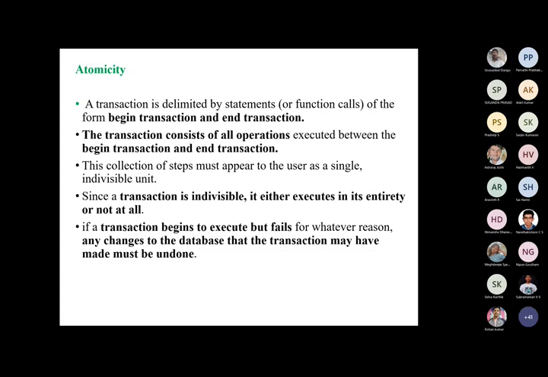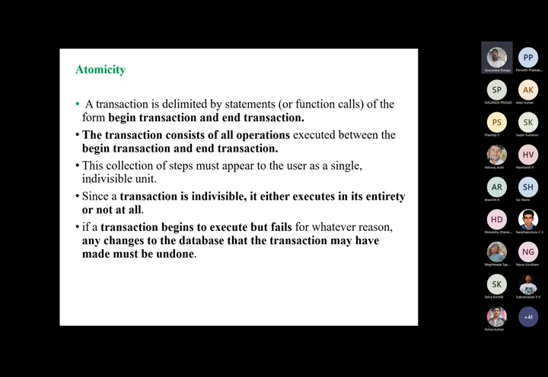right? So in atomicity property, generally a transaction is delimited by statements like begin transaction and end transaction. So the transaction consists of all operations carried out between the begin and end transaction. So this collection of steps must appear to the user as a single indivisible unit, right? So a transaction is indivisible. It means that it executes completely or not at all, right?